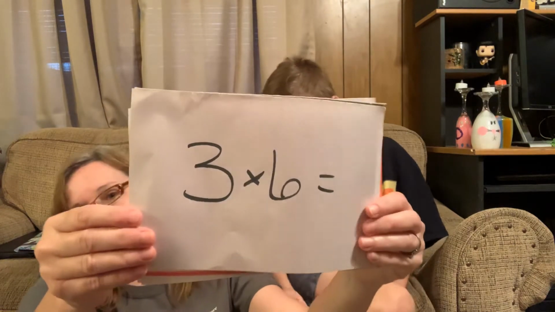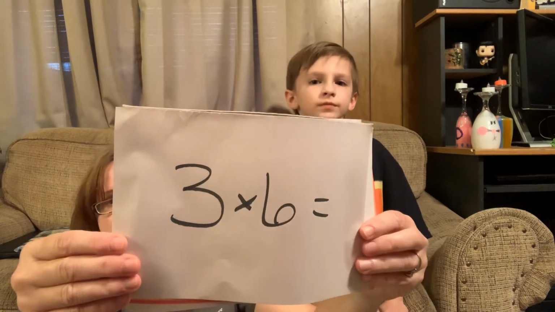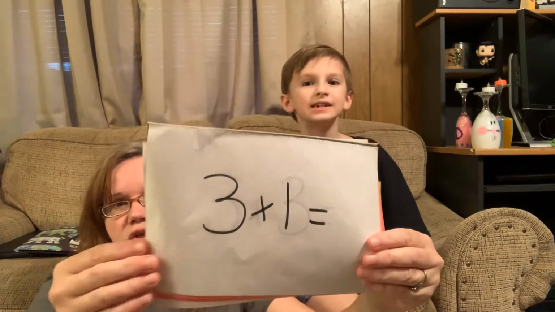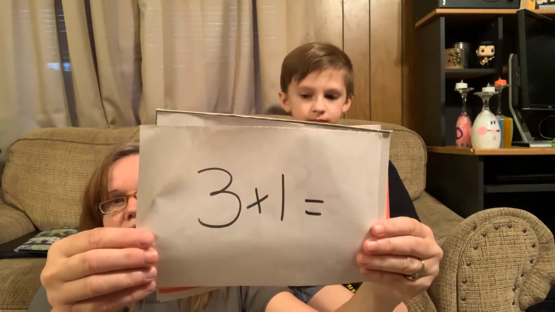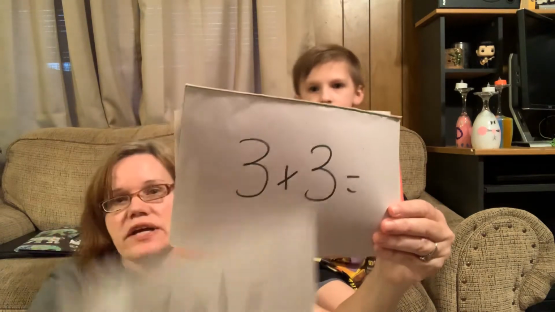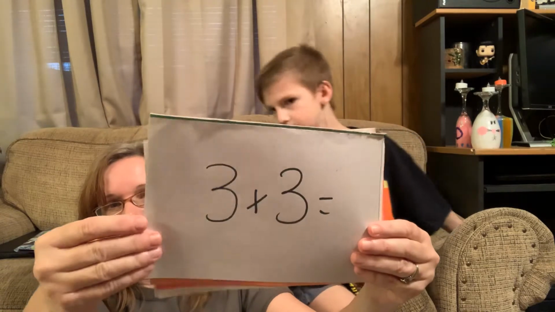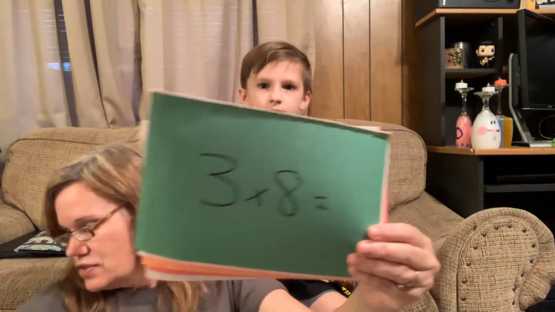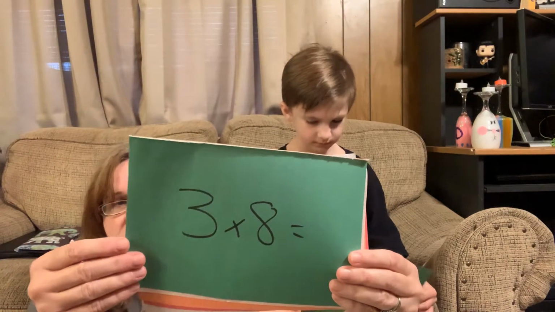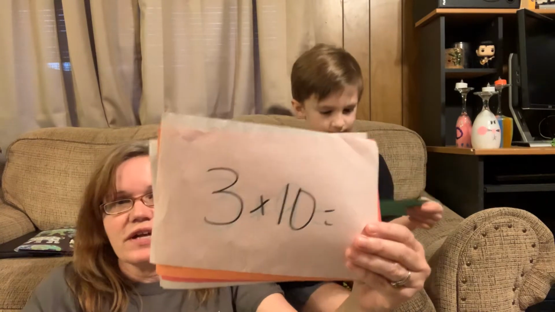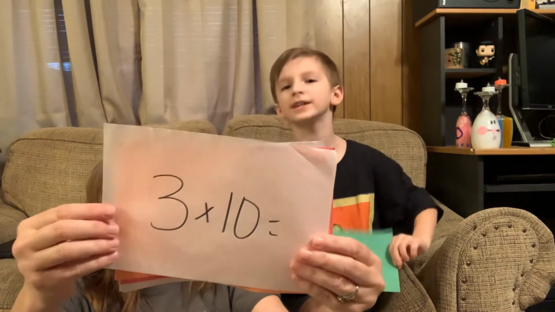All right, so here we go. Let's do our flashcards. Ready? 3 times 6 equals 18. You got it. 3 times 1 equals 3. 3 times 3 equals 9. 3 times 8 equals, you know what it is? 24. 3 times 10 equals 27.